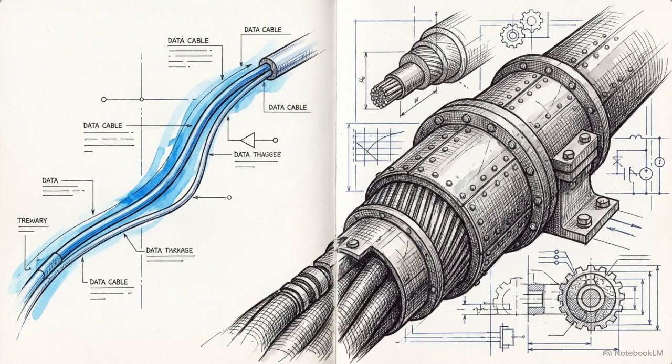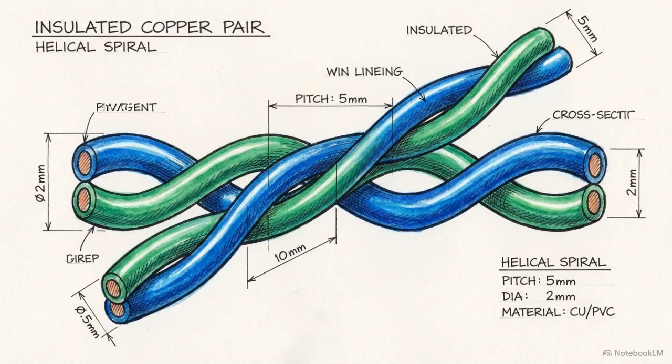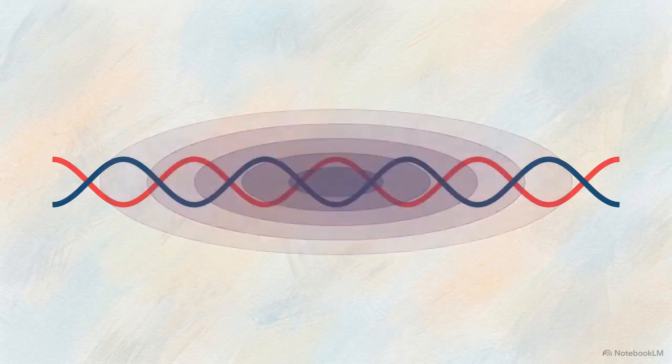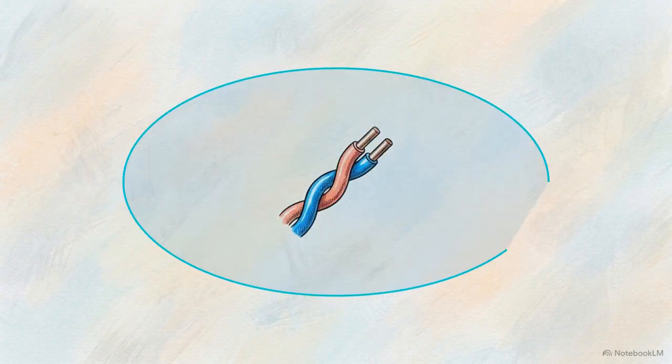The engineering challenge is protecting the data from this magnetic interference without wrapping every cable in heavy, expensive metal shielding. The solution relies on a geometric principle rather than physical armor. This is the basis of unshielded twisted pair, or UTP cabling. UTP exploits the physics of cancellation. When two oppositely charged wires are twisted together, their magnetic fields are forced into opposition. They cancel each other out, which neutralizes internal crosstalk and blocks external interference.